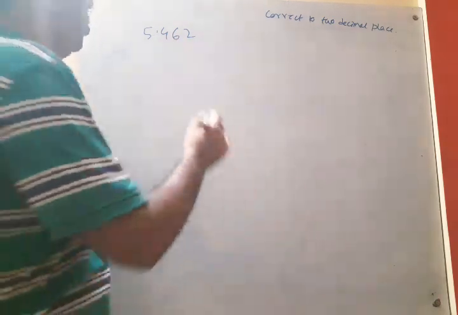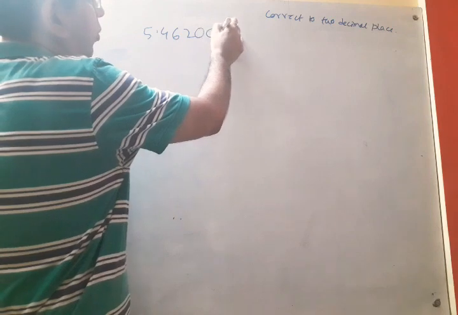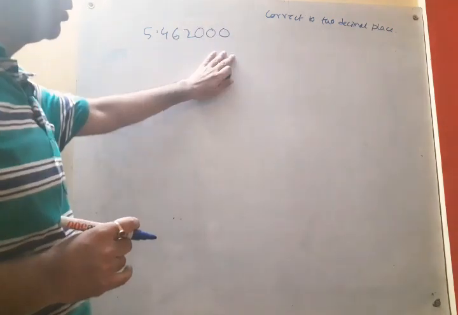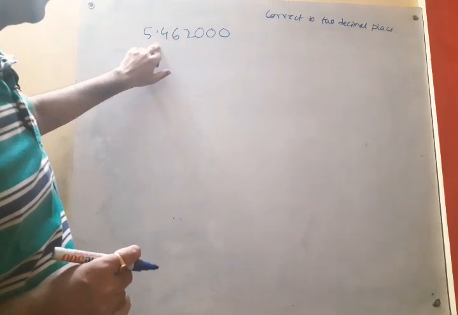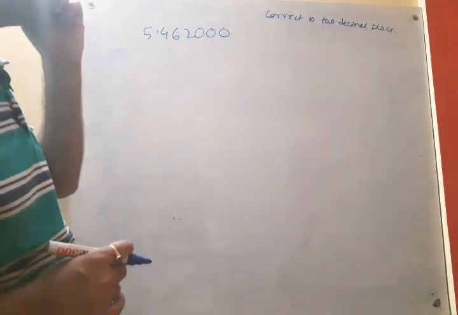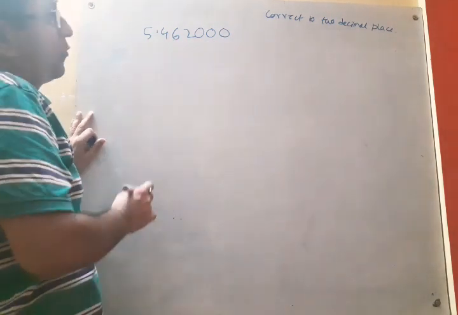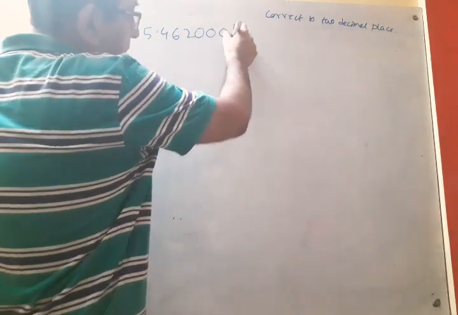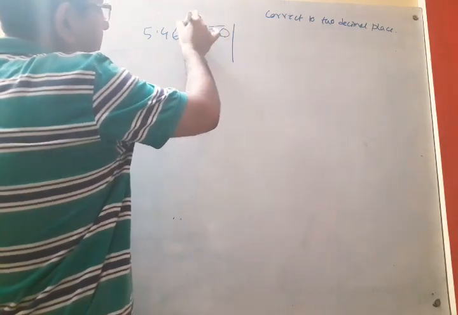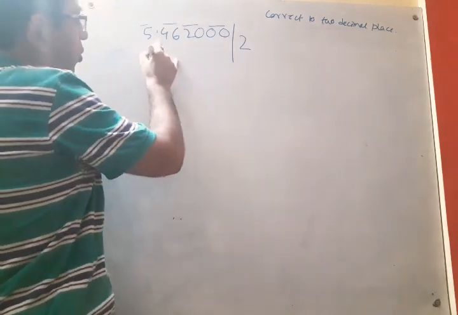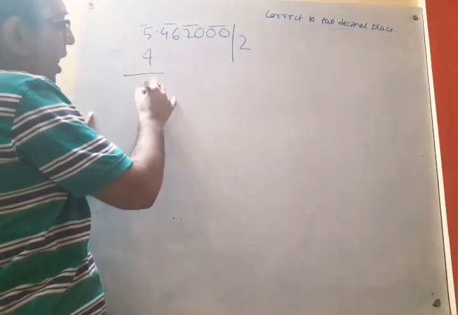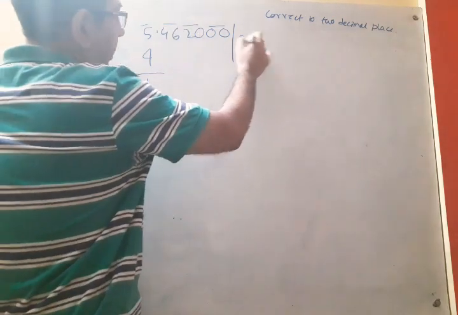So what will I do? We will add 3 zeros, right? Because this 0 is valueless, because 5.462 and 5.462000 are the same. So if we go for square root now, what will I do? This way. 5. Now 2 2 is 4. 5 minus 4 is 1. This point will go here.